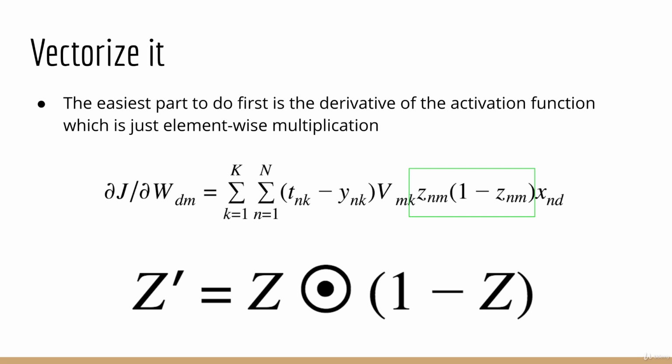We can reason about how it works if we look at the shapes of each matrix involved. First, note that the z terms are just element-wise multiplication. So every time we have z_nm, we have 1 minus z_nm, so the indices are the same. There's no mixture of indices for z. So this term just turns into z times 1 minus z, where z is the full n by m matrix of hidden layer values. Also note that the circle with a dot in it means element-wise multiplication. For convenience, we can just call this z prime for short.